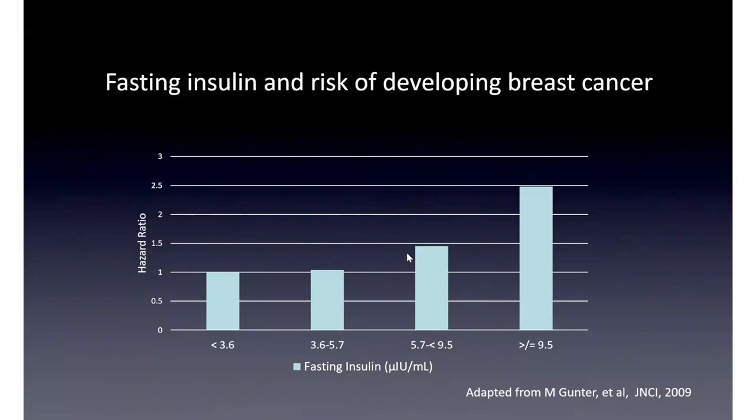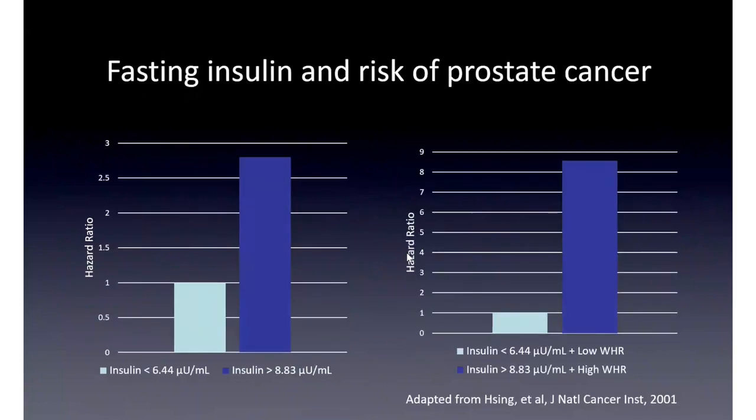So I actually try to get people under 4 to optimize the chance of not getting a cancer. We can see the same thing in prostate, although they use different cutoffs here, but you can see having an insulin over 8.8 carries 2.5 times the risk compared to having an insulin less than 6.4.